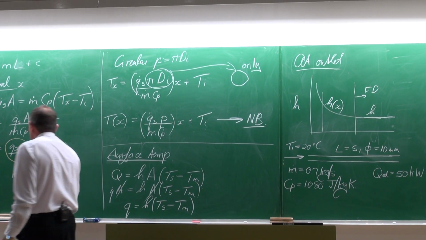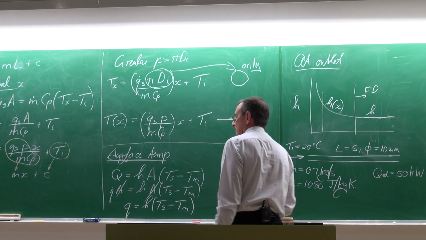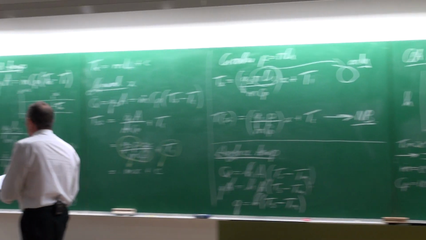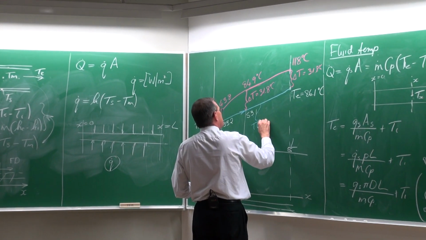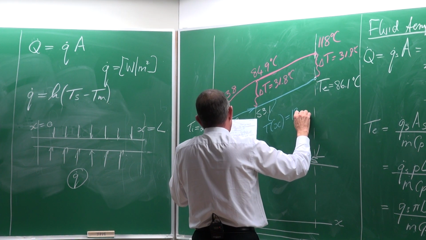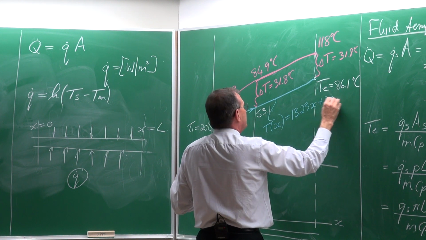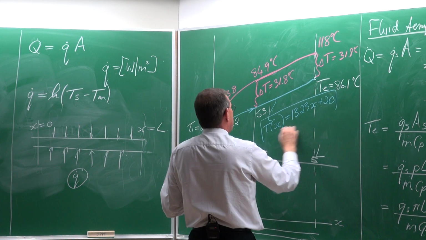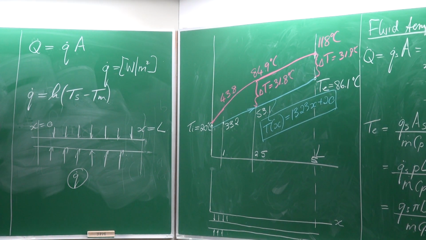And here in general, where's my blue? Oh, there it is. So very importantly, for that equation, the temperature as a function of x is equal to 13.23 multiplied by x plus 20. Straight line. Do you follow that?